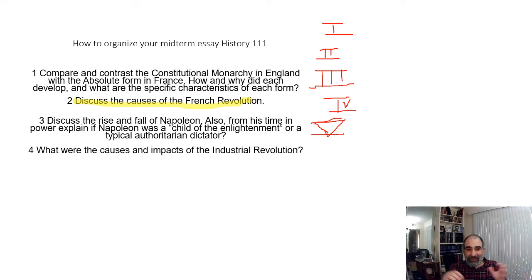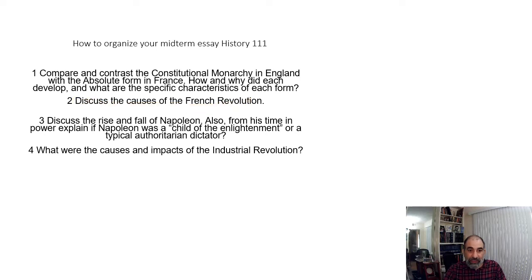What I sometimes get on this essay, and this is one of those things I don't want you to do, I see people writing about Robespierre and Napoleon, and I'm like, what does this have to do with the causes of the French Revolution? There is plenty of stuff on the causes if you do it well and you're detailed and you organize it well. So that's how I would organize essay number 2. And then again, a conclusion at the end. All right, next, essay number 3.